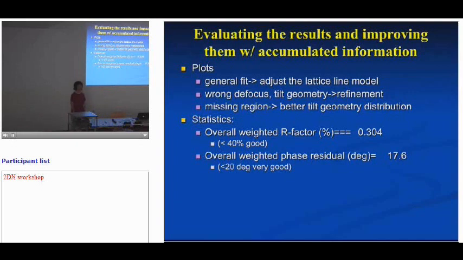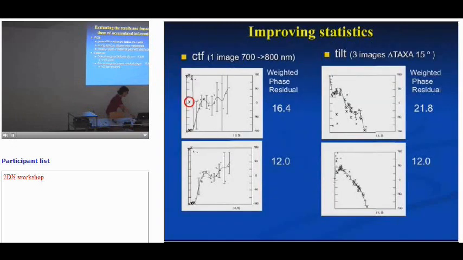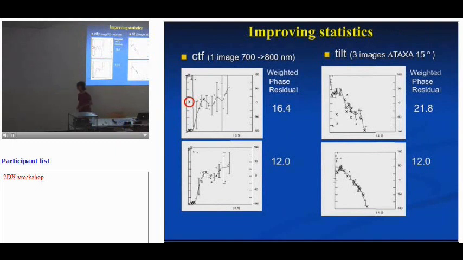The statistics that you get out of the program at the end have two important numbers. One is the overall weighted R factor, and that's based on the amplitude. The other one, more importantly, is the overall weighted phase residual. They are weighted by your IQ values, in other words, your signal-to-noise ratio. If you get below 20, that's really good. It's unlikely that the first time you do this, it's going to be below 20, though. So what did you do to improve that?